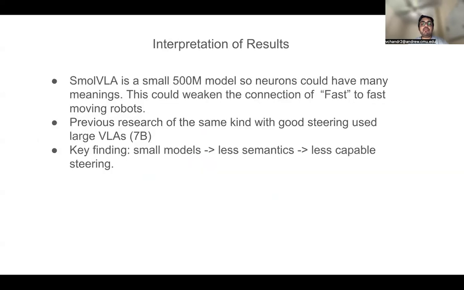Our interpretation of the failure of the experiment would be that Small VLA is a small 500 million parameter model, so neurons could have many meanings. This could weaken the connection of fast to fast moving robots. Previous research of the same kind with good steering used large VLAs of 7 billion parameters. We believe that having small models causes less semantics, which makes the model less capable in steering.